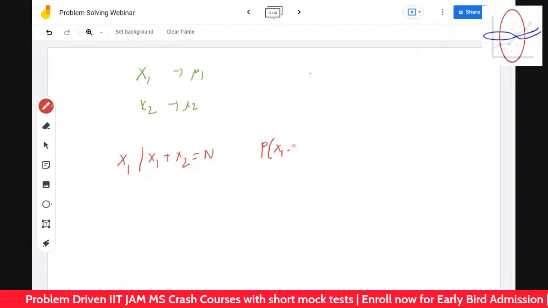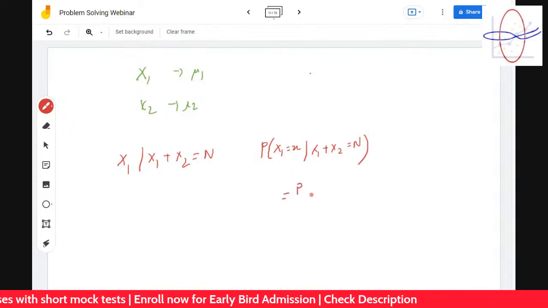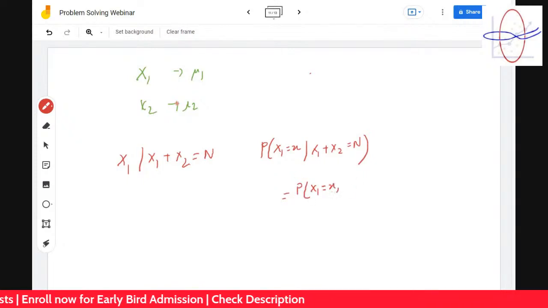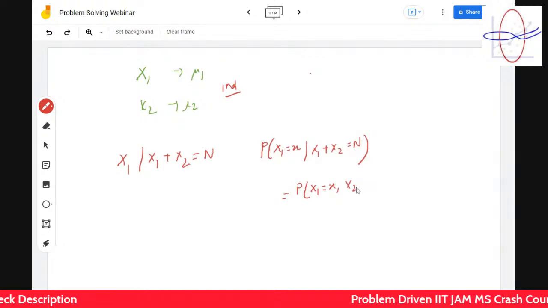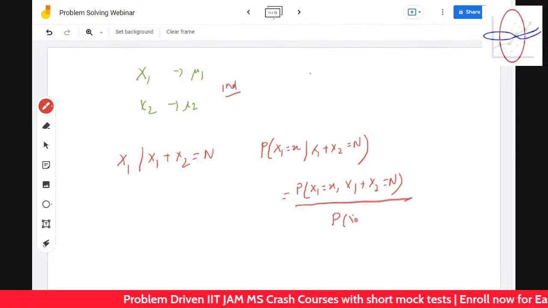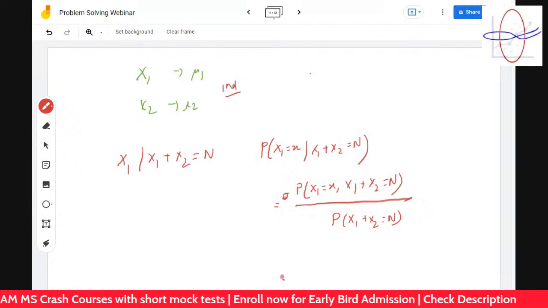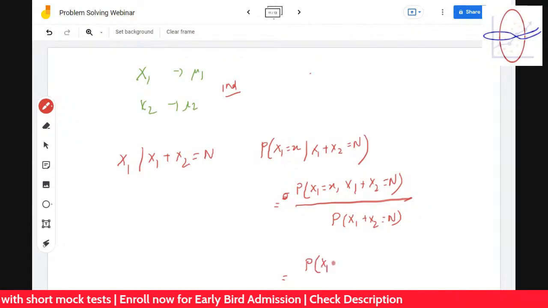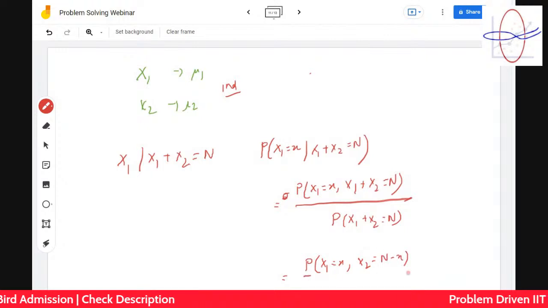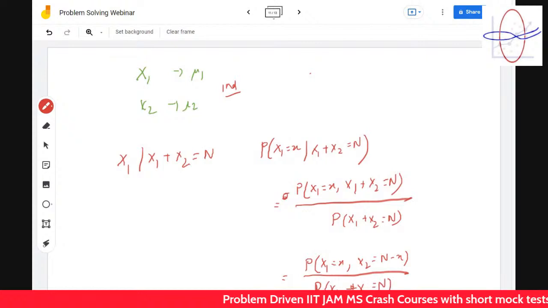So probability x1 is equal to x given x1 plus x2 is equal to n. This is like probability x1 is equal to x, and they are independent, of course, and x2 is equal to n minus x, divided by probability x1 plus x2 is equal to n.